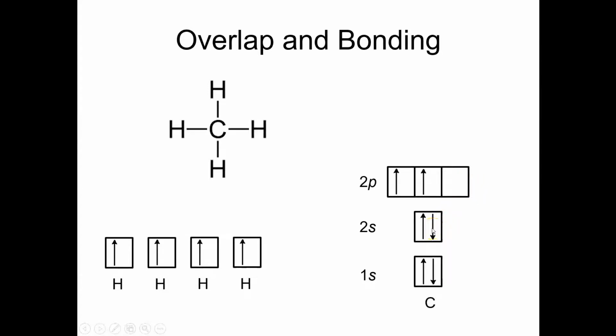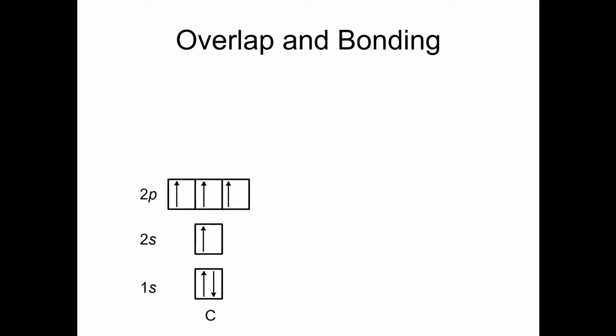Suppose you said, though, well, what if we just gave this a little bit of extra energy, and so we could promote, say, this electron up into this orbital? Wouldn't that give us four half-filled orbitals that would allow us to make a methane molecule? Well, in one sense, yes, but the other problem with this is the shape, right?